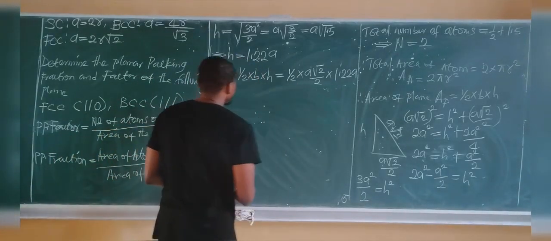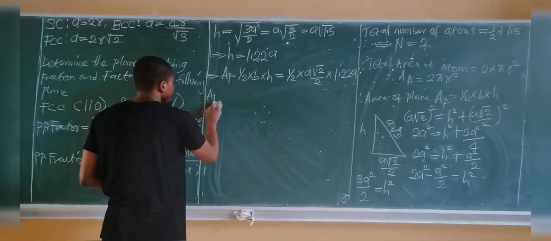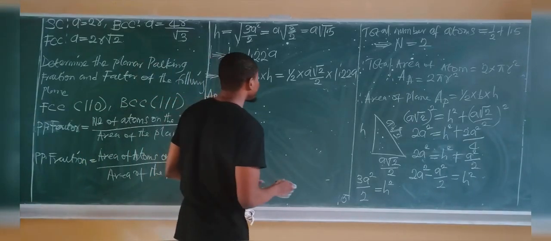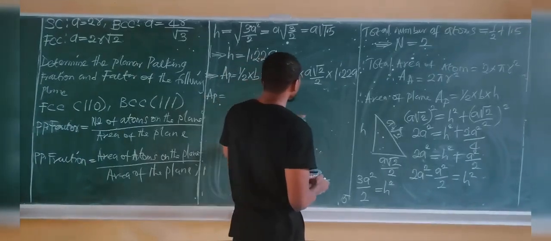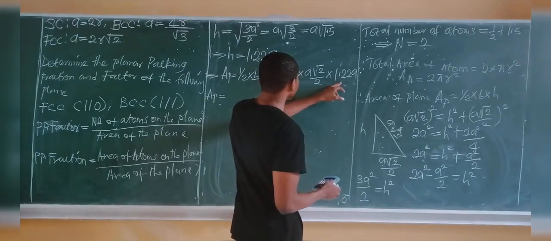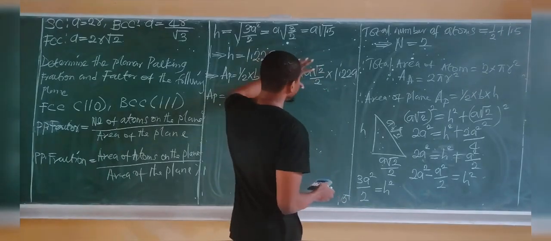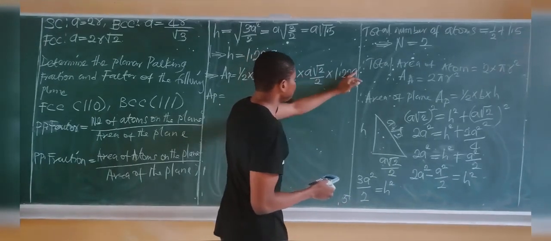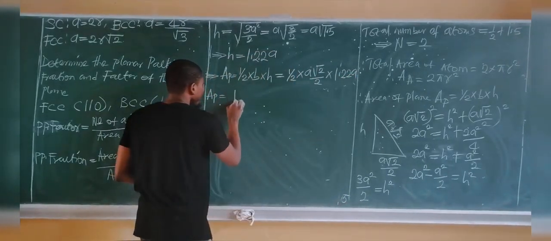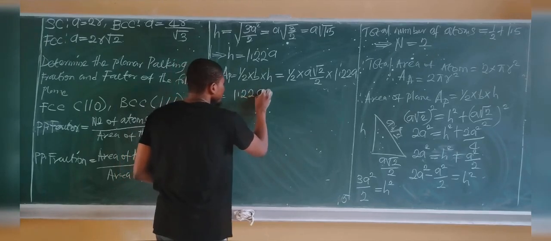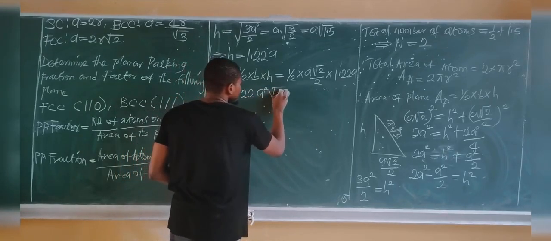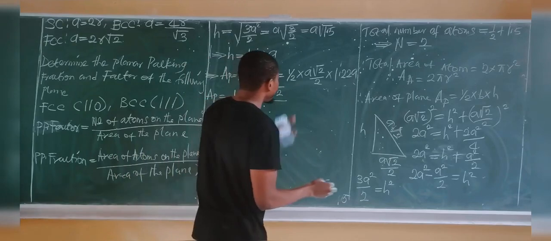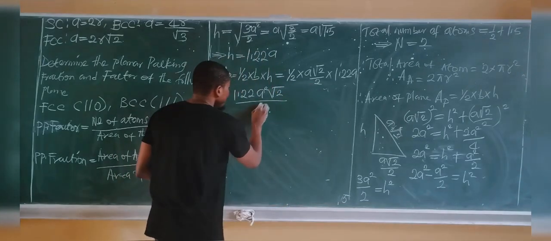Alright, so the area of the plane is now equal to, so let's obtain this multiple together. 1.22 multiplied by, okay, multiplies everything here. Remember, a times a is a squared, so we have here 1.22 a squared root 2 all over, same thing here, 2 times 2 here becomes 4.